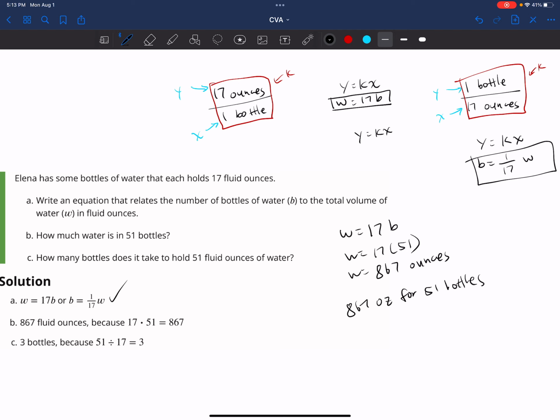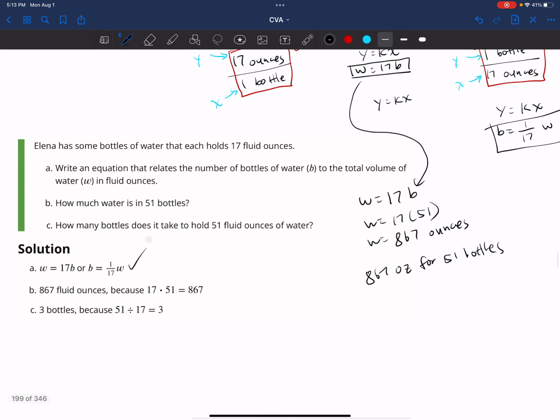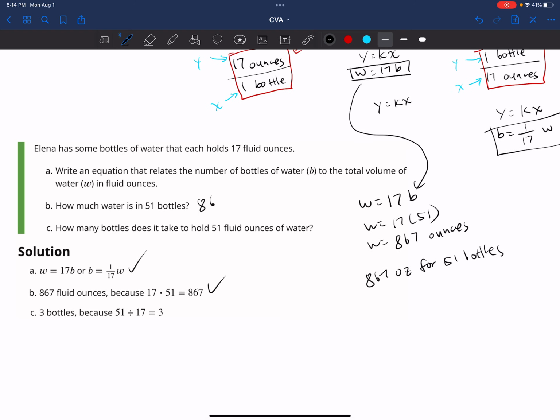And that's pretty cool. We can figure out how many ounces there are using this equation that we wrote previously right here. And then we finally got this one. So how much water is in 51 bottles? 867. And there you have it, 867. We're good to go right here.